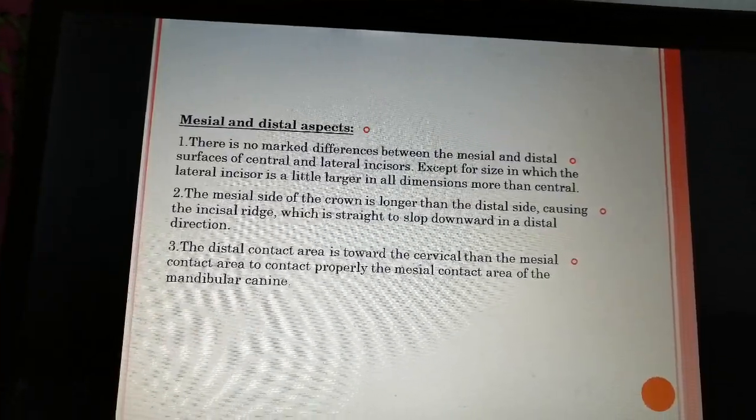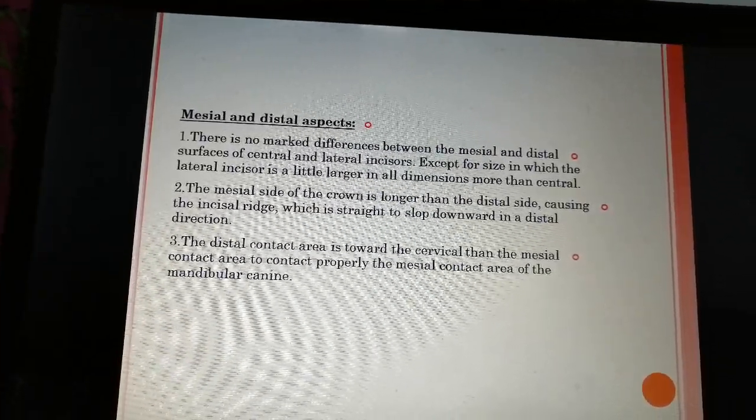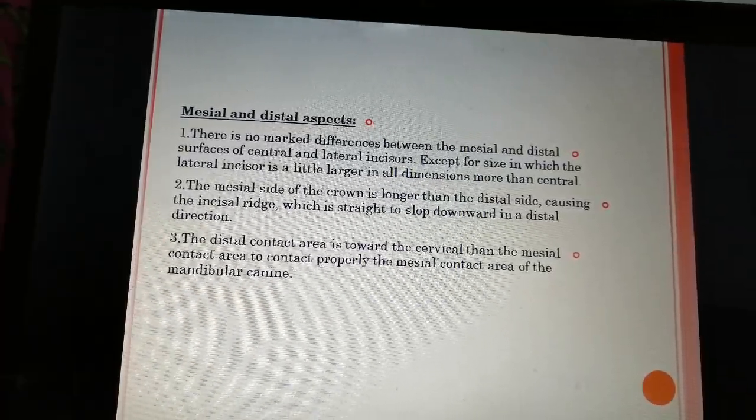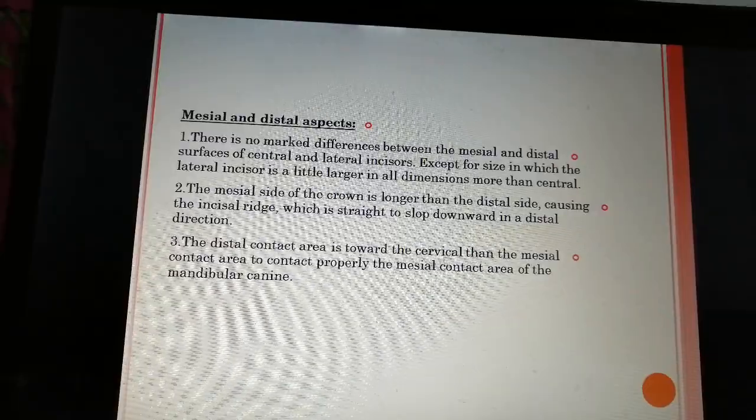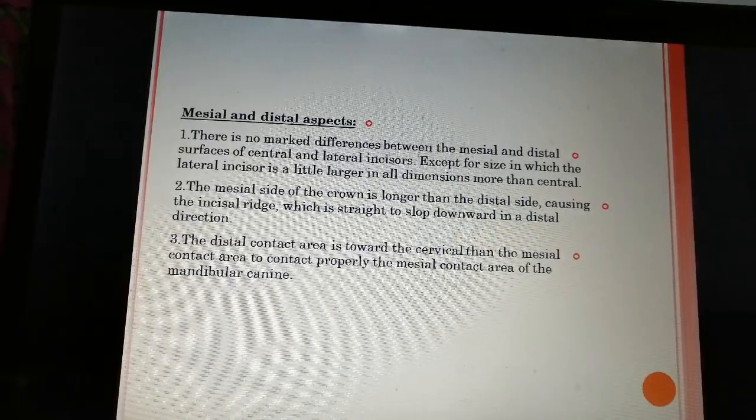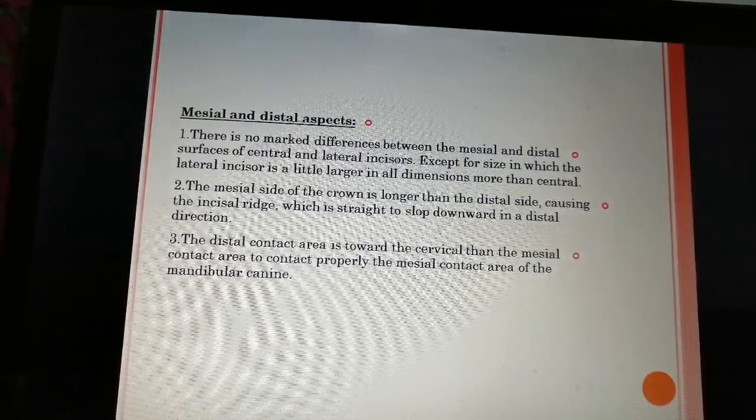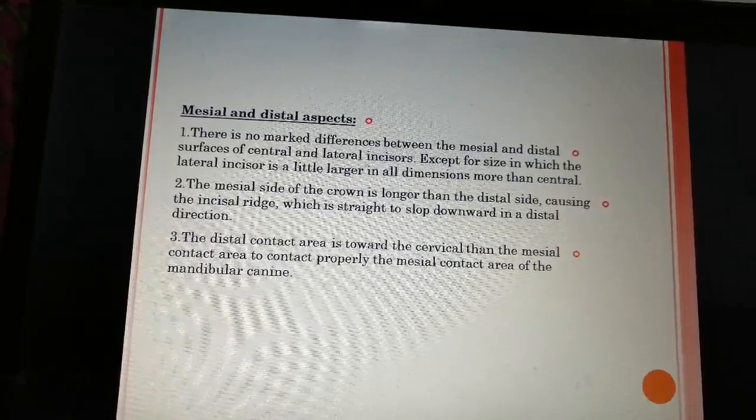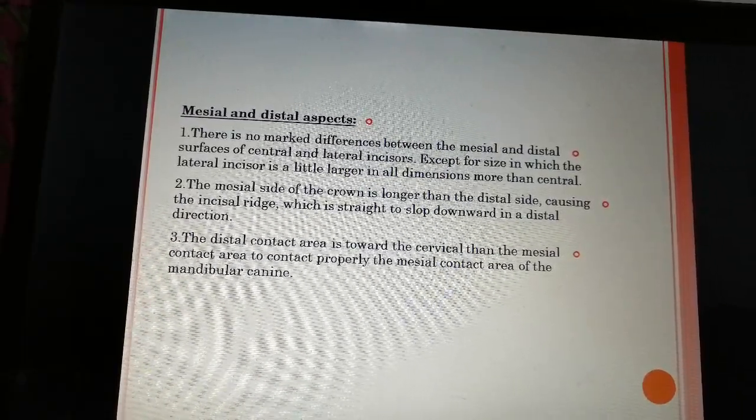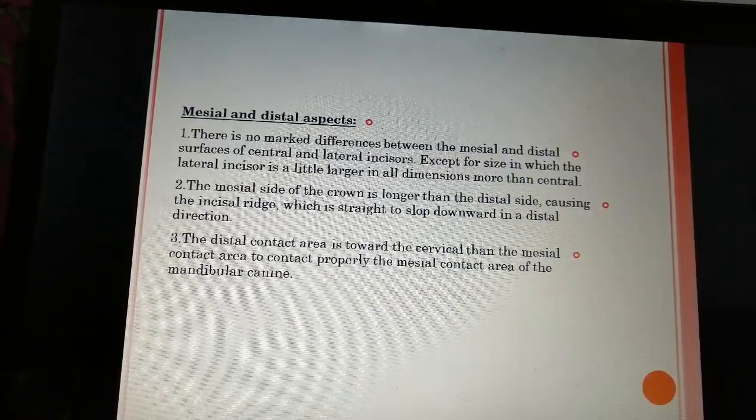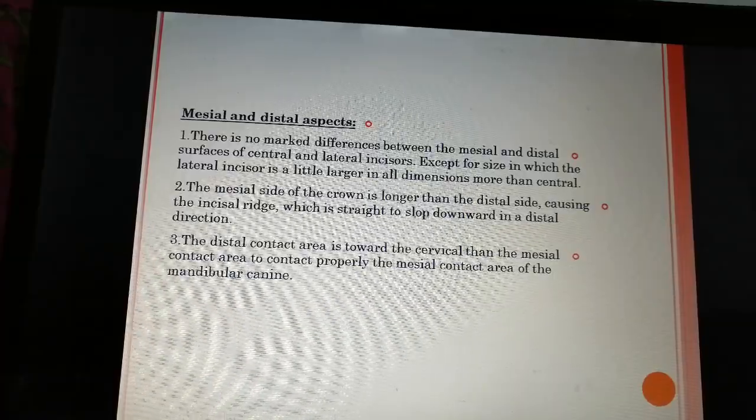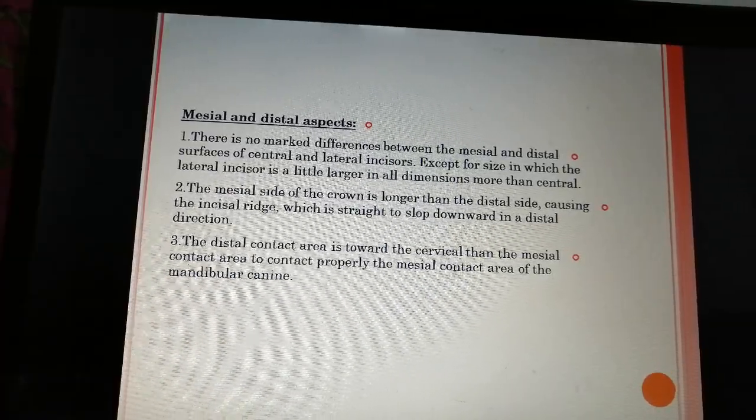Number 2, the mesial side of the crown is longer than the distal side, causing the incisal ridge, which is straight, to slope downward in a distal direction.